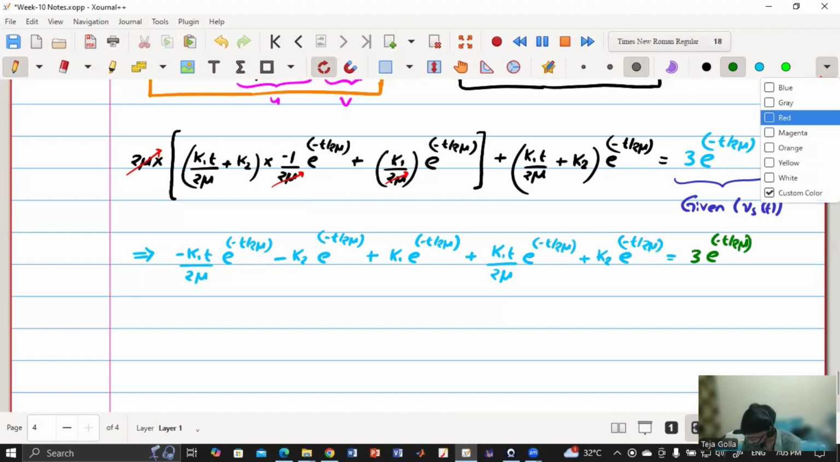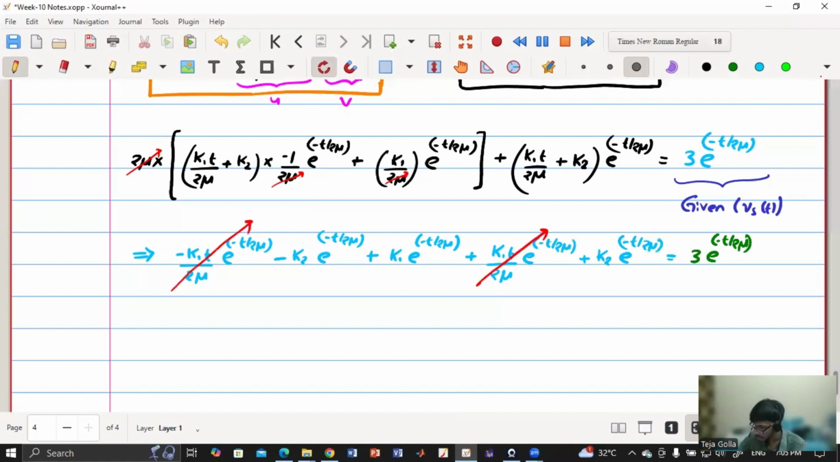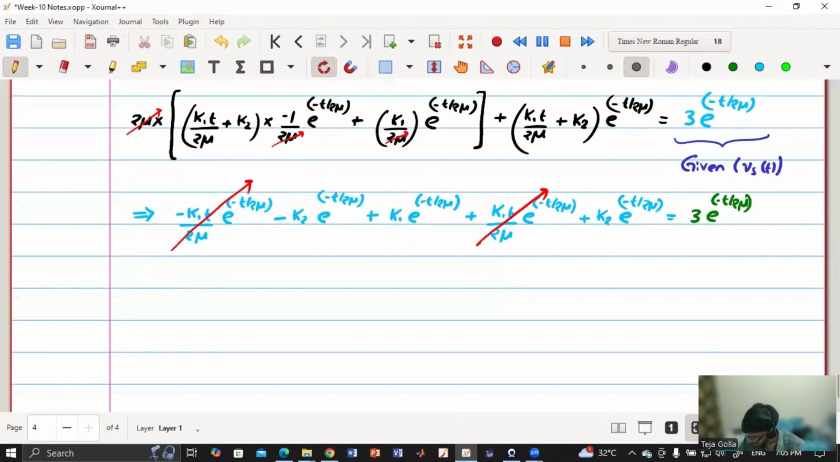So now this term is getting cancelled with this. So from here, this is also cancelling with this. So how much we are getting? K1 equals to 3, right? Simple.